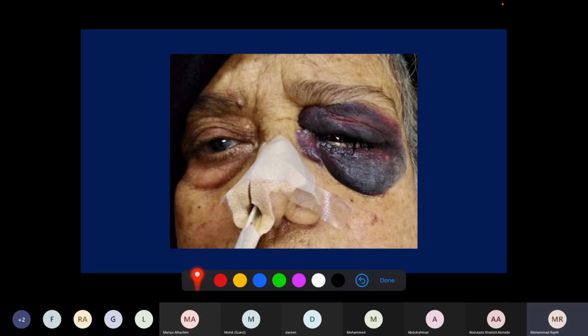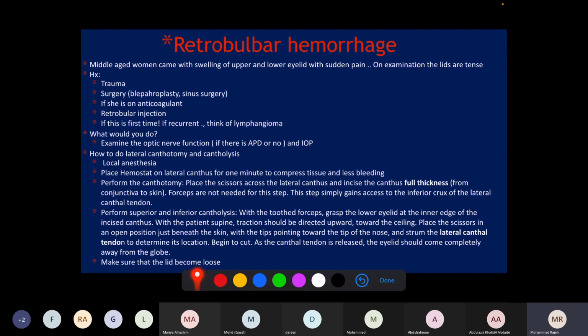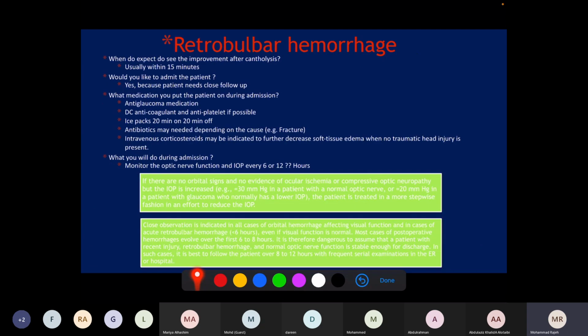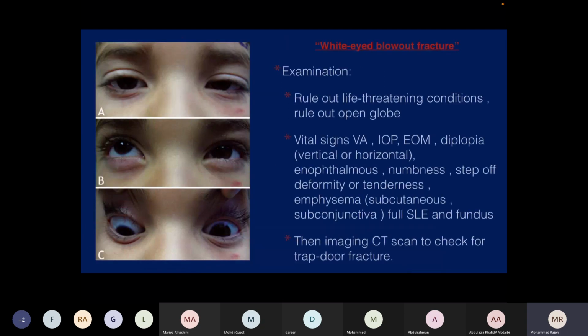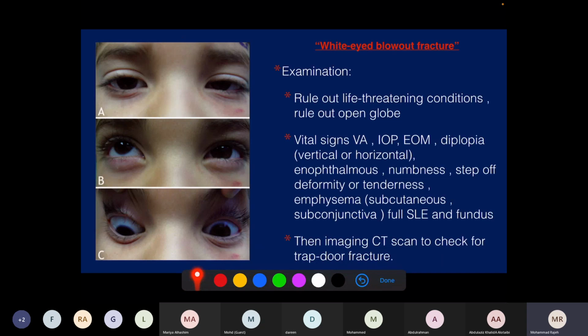So retrobulbar hemorrhage is also important. This is from Will's manual. It's, I think, the best book that summarizes the treatment. This is a very important scenario, white-eyed blowout fracture. Very, very important. And the reason they call it trapdoor fracture, because the bone is very malleable in children. So the fracture happens and the entrapment happens at the same time, then the bone goes back because it's malleable in children. That's why they call it trapdoor.